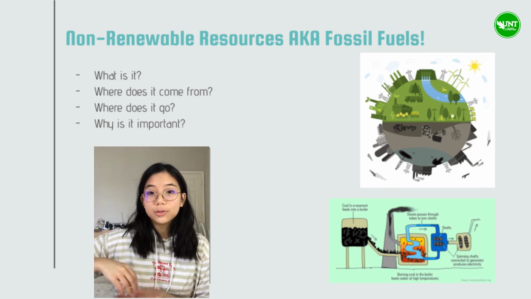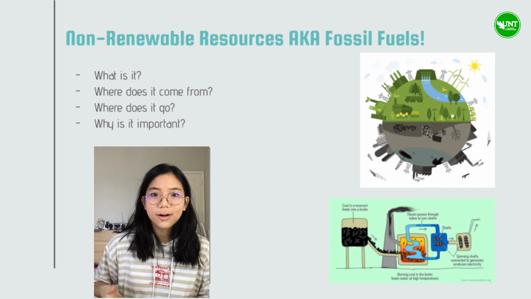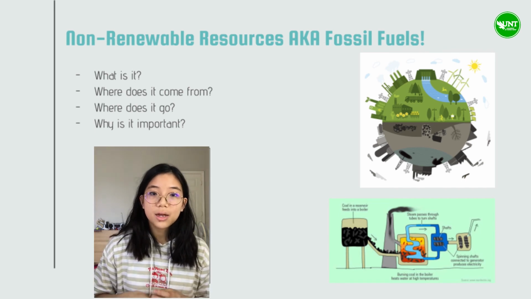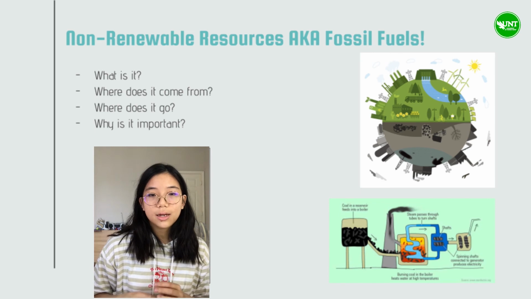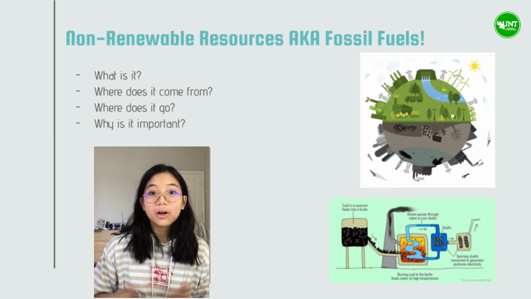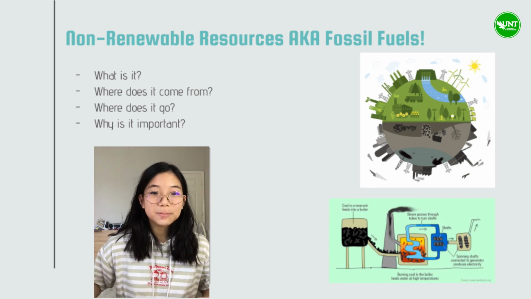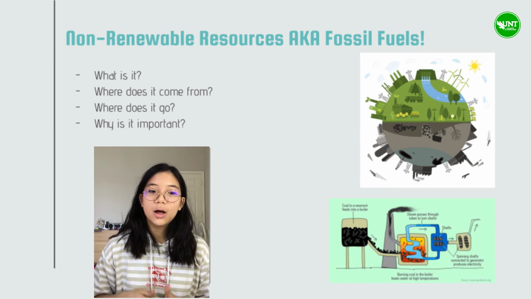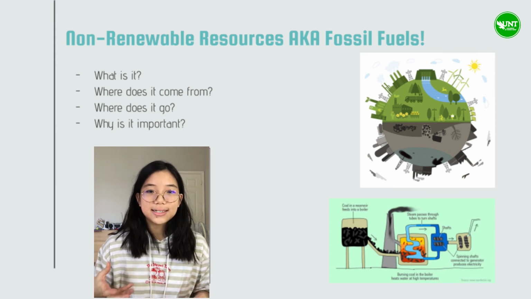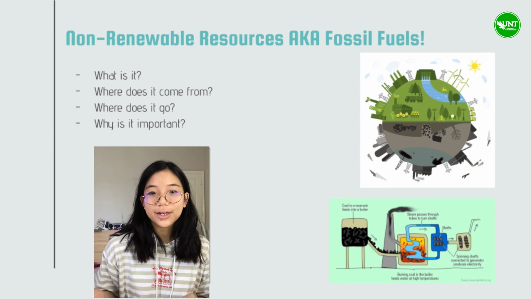Because of that, when we drill them up or extract them from the earth, when we burn them, they can power things like electricity or your car or your heater. So burning coal, oil, natural gas, all these things have a lot of benefits, and they're also pretty cheap, and we have a lot of them right now.